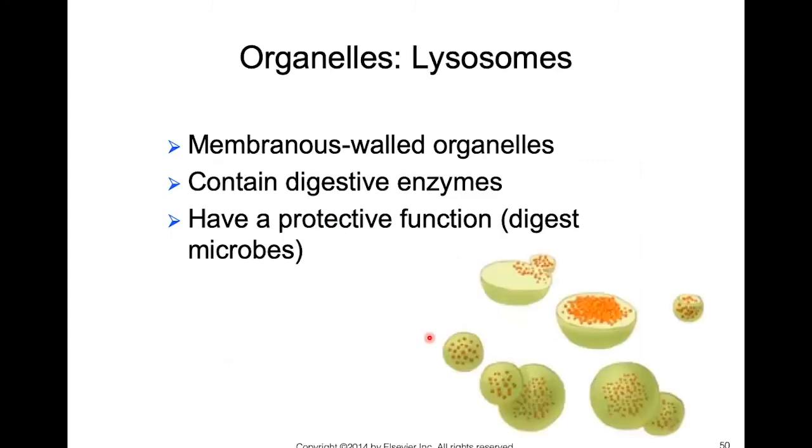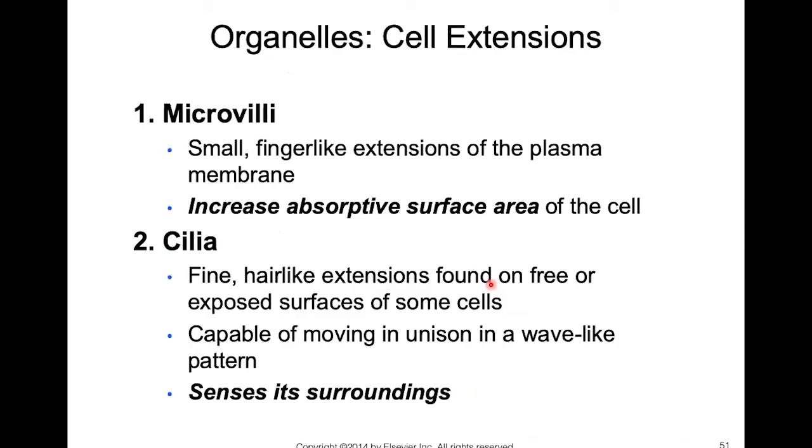Right, some other organelles that we'll just briefly talk about. Lysosomes. These are like the garbage collectors of the cell. They are their own organelle surrounded by an outer membrane. They contain digestive enzymes, and so they're able to take in either broken down cell parts and break them up further, or they also have a protective function in which they can actually digest any microbes that may have been able to enter into the cell. Right, so think of them as just the garbage collectors.